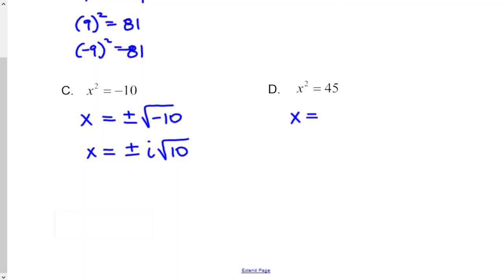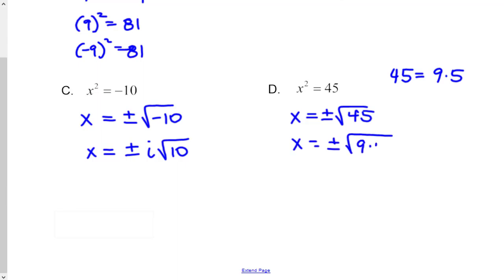So it would be plus or minus the square root of 45. Well, 45 is not a perfect square, but do remember that it can be simplified because it has a factor that's a perfect square. So 45 can be written as 9 times 5, which means this could be plus or minus the square root of 9 times 5. And when you take the square root of 9, you get 3 square root of 5. You always want to give the simplest form of your answer in the end.